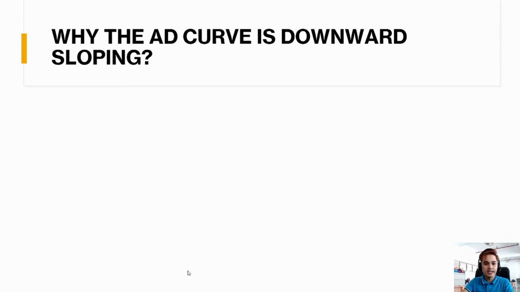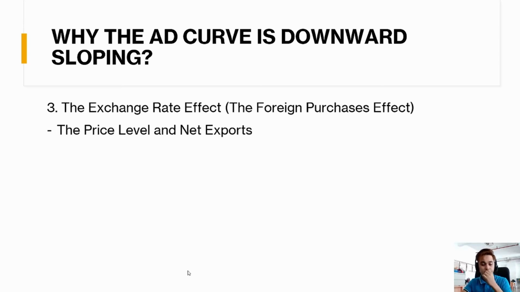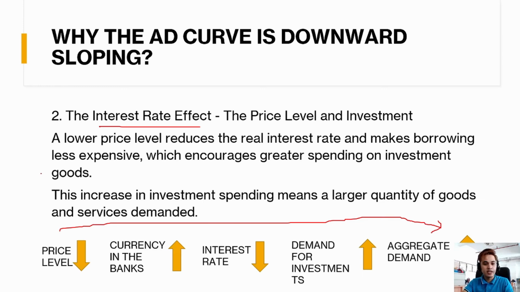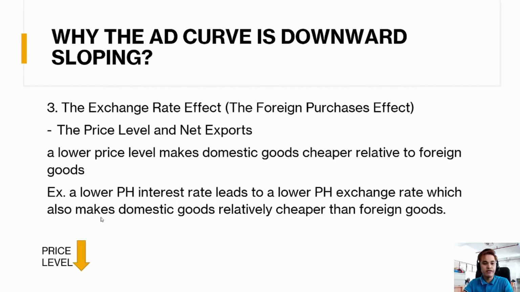Alright, so last is the exchange rate effect, or the interaction between the price level and the net export. So this is still related with the interest rate, since a lower price makes domestic goods cheaper relative to the foreign goods. So given earlier, as we decrease the price level, the interest rate will decrease, right? So here, if the price level will decrease, the domestic interest rate will also decrease.